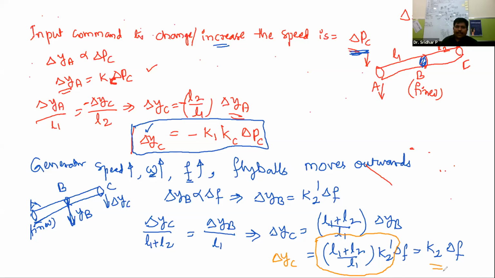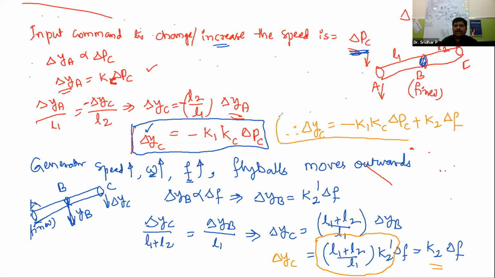So finally, how many expressions did we get here? The final relation is delta YC equals minus K1 Kc into delta PC plus K2 into delta F. So this is the final expression now.